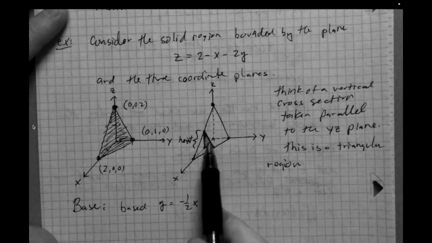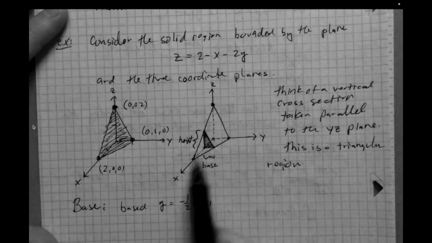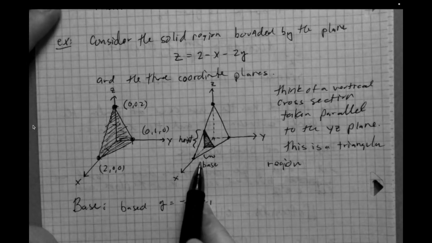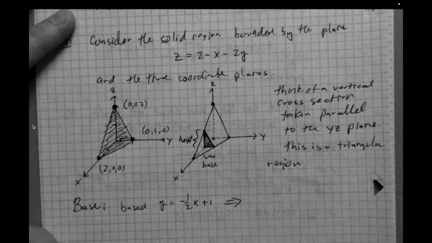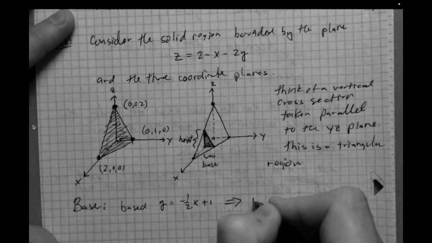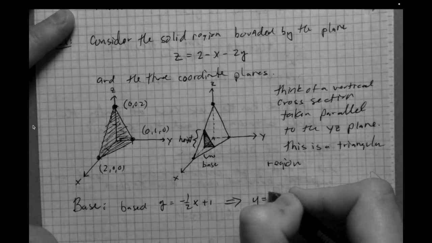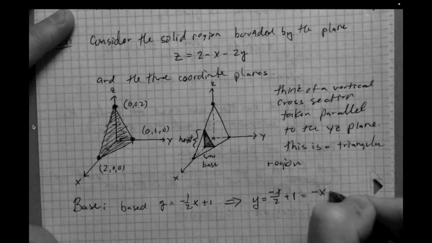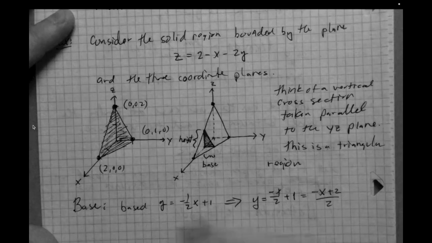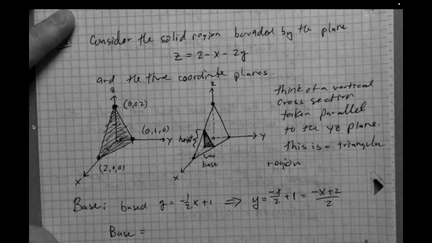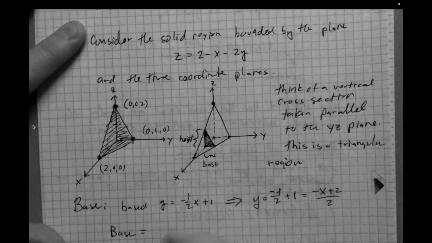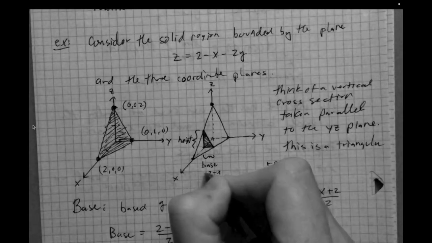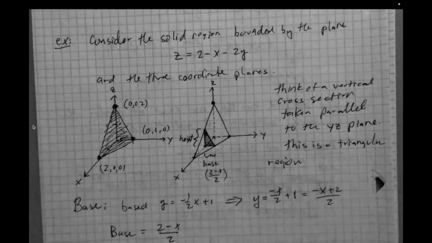So this is the positive x-axis right here. It's the positive y-axis. This is the line negative 1/2 x plus 1. Right, and so the base here, let's rewrite this in a slightly nicer way, it's going to be equal to negative x over 2 plus 1, which is negative x plus 2 over 2. And so we'll say the base is equal to (2 minus x) over 2. Okay, so that's this part.